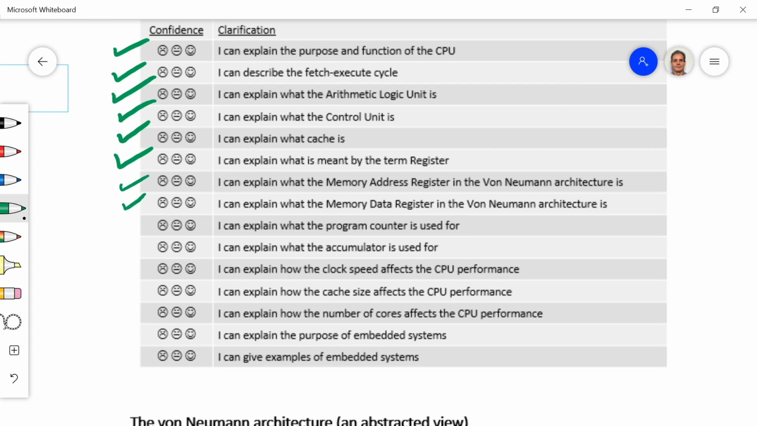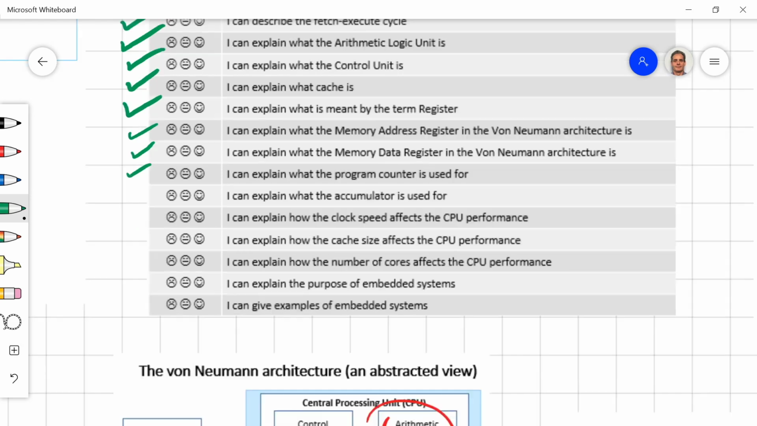I can explain what the program counter is used for. Done that a couple of times. Say it again though. It holds the address of the next instruction to be fetched from memory. What is the accumulator used for?